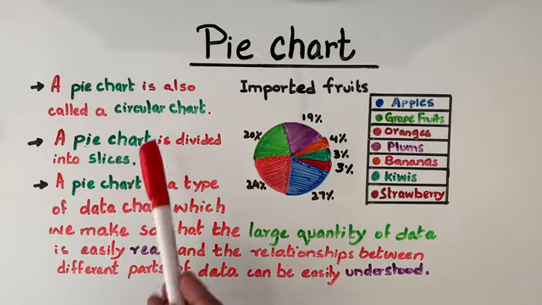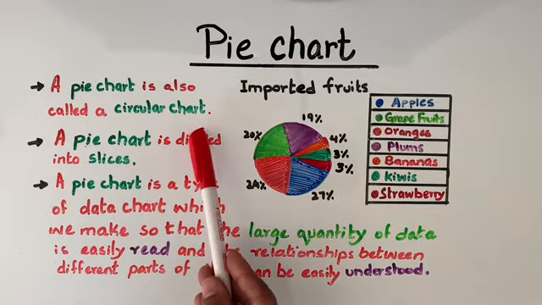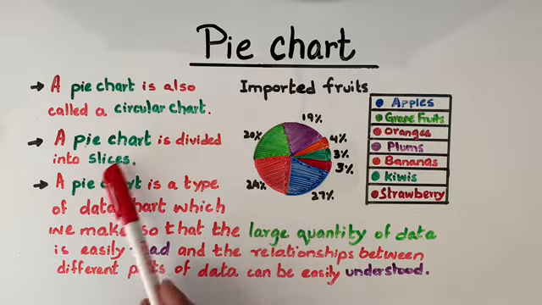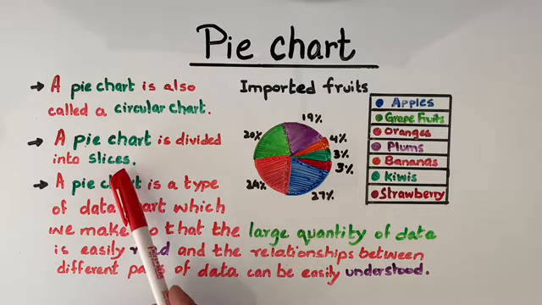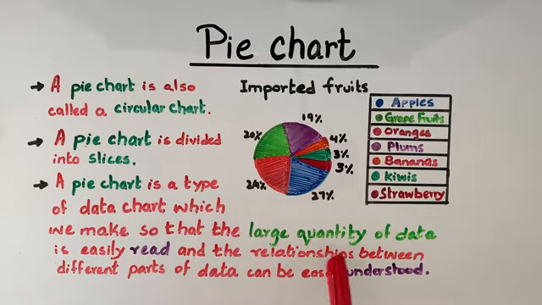Pie chart is also called a circular chart which is divided into different slices. A pie chart is a type of data chart which we make so that a large quantity of data is easily read and the relationship between different parts of data can be easily understood. Here is an example of a pie chart. Let's read it first.